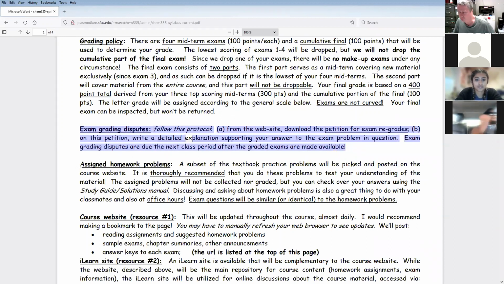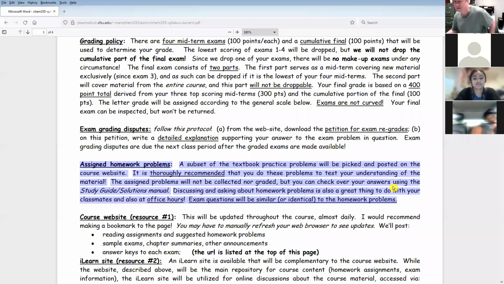The homework problems are suggested, but they're not formally assigned. Office hours are a great time to kind of go over homework problems and also exam problems, and sample exam problems as we get there. But if you're trying to just keep on top of the material, doing the assigned homework will really help you.